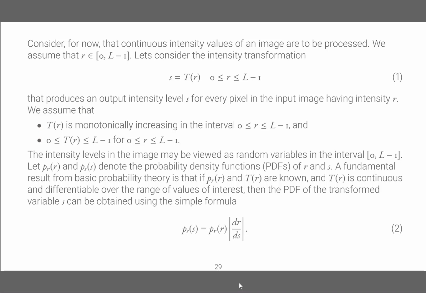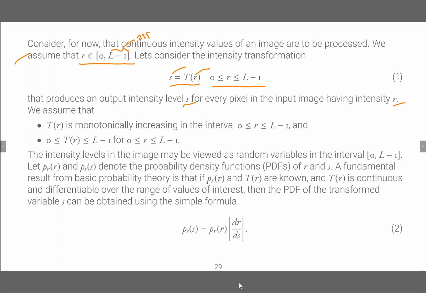So consider for now that continuous intensity values of an image are to be processed. We assume that r is in 0 to L minus 1. Usually L minus 1 in our case is 255, as you have seen. Let's consider the intensity transformation s equals T(r). This is the input pixel value and this is the output pixel value. r is in the range from 0 to L minus 1 inclusive, and T(r) produces an output intensity level s for every pixel in the input image having intensity r.